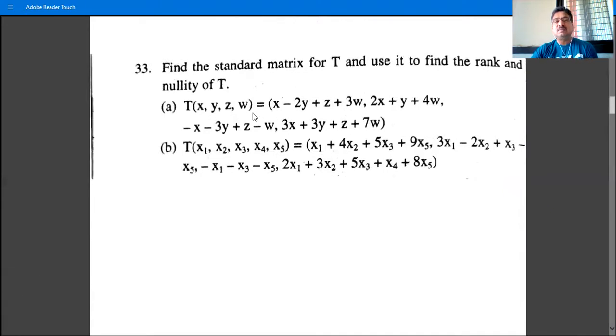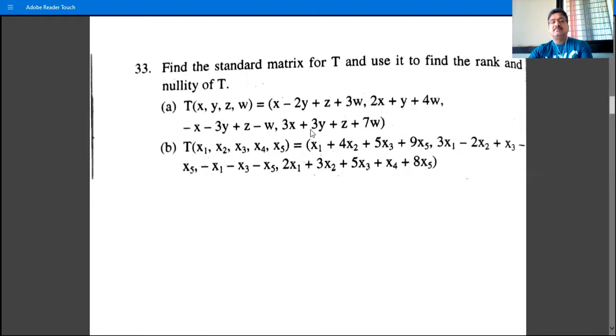So T is from (x, y, z, w). Instead of x1, x2, x3, x4, there is the notation x, y, z, w. That is, this is an element of R raised to 4. So the domain of T is R raised to 4. To this (x, y, z, w), T assigns (x minus 2y plus z plus 3w, 2x plus y plus 4w, minus x minus 3y plus z minus w, 3x plus 3y plus z plus 7w). And this is a 4-tuple. The image is a 4-tuple. And so T is a function from R raised to 4 to R raised to 4.